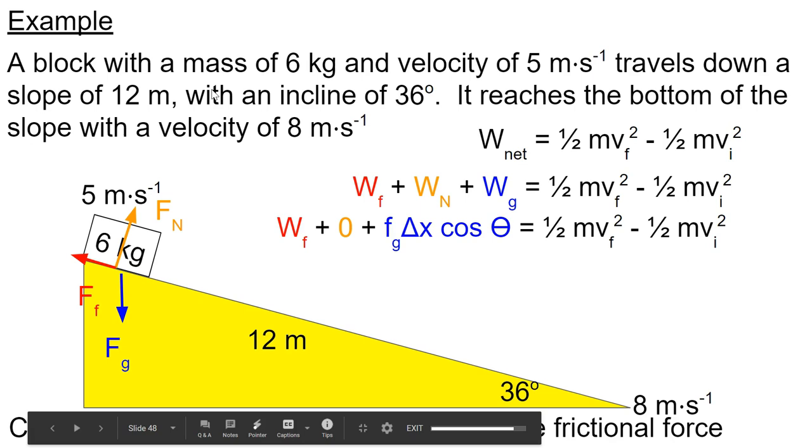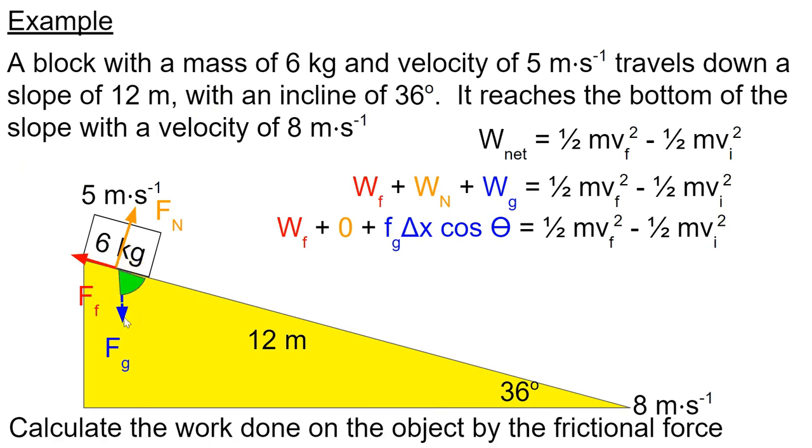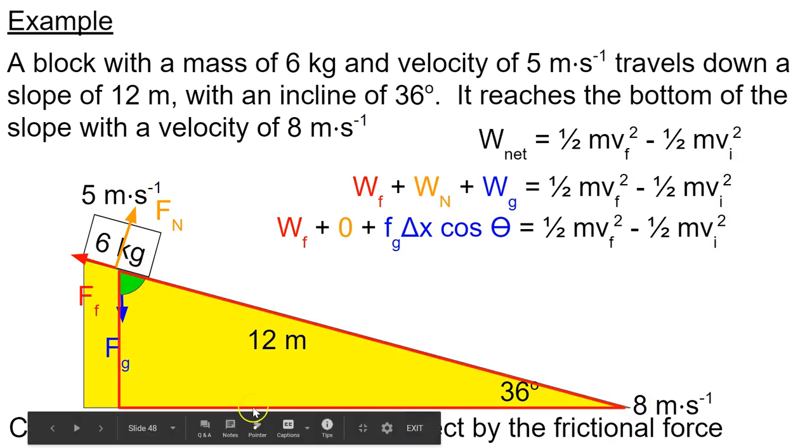So now let's have a look at the work done by the gravitational force. Well, the angle between the force and the direction that this force is traveling is given by this green angle here. And if I look at this red triangle that I just drew there, this is not really a triangle that exists, but this triangle is going to help me to find the size of this angle.